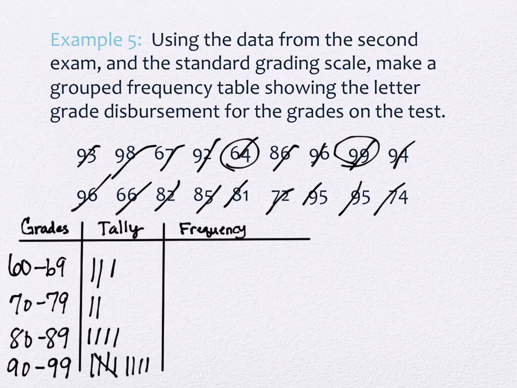And frequency just means you're going to count what's in the tally column and you write the number that goes with it, right? So the first one's a 3. And then we have 2. And then we have 4 and 9, right? So it's just counting. And then we need a title.